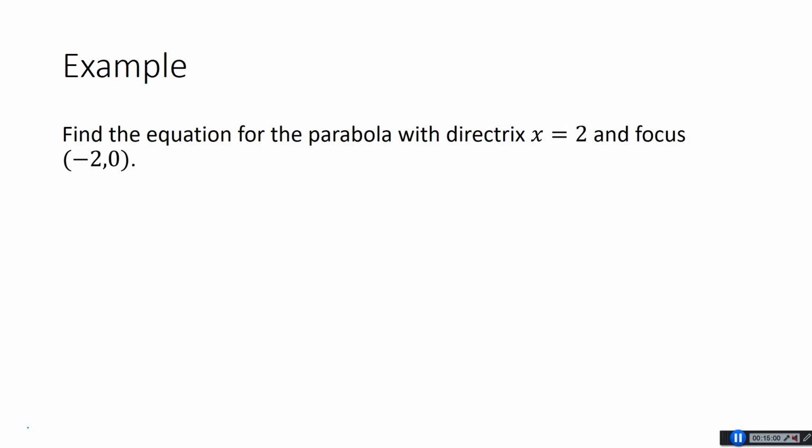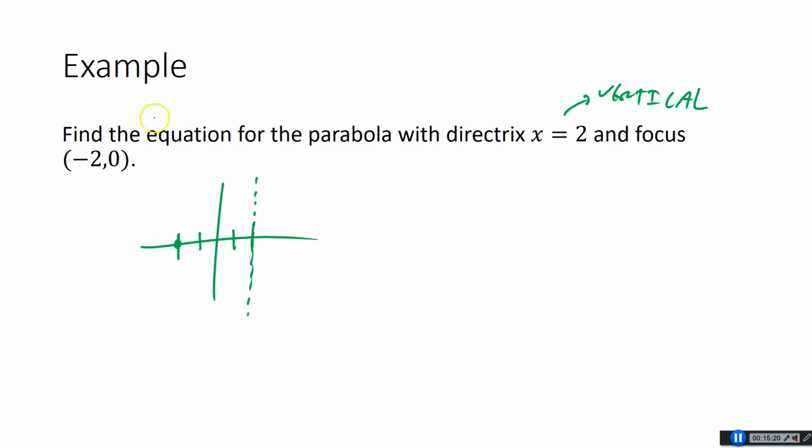Find the equation for the parabola with directrix x equals 2 and focus (-2, 0). I love these problems. It's like a puzzle. You draw on what you know. X equals 2. That's a vertical line at 2. Don't mix up your vertical and horizontal lines. X equals is a vertical line. Vertical is spelled V-E-R-T-I-C-A-L. Focus is at (-2, 0) right there.